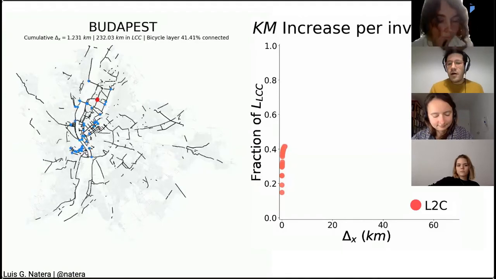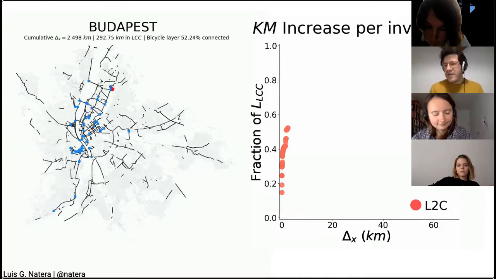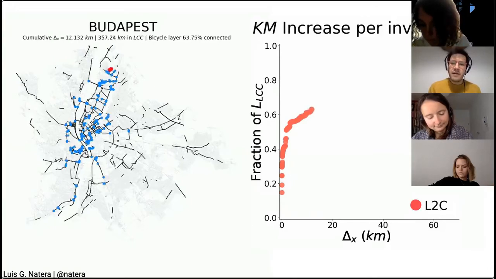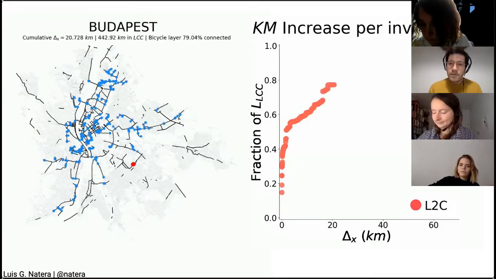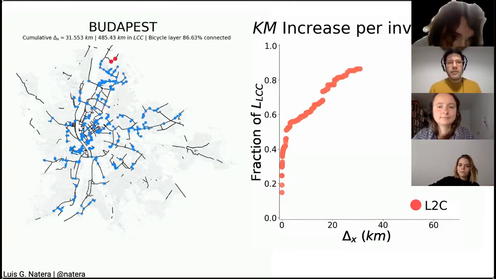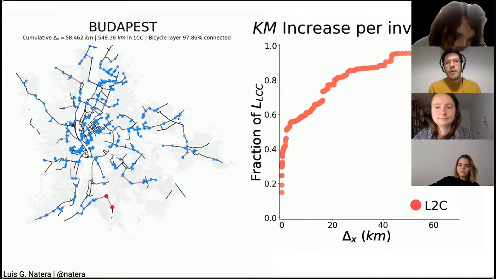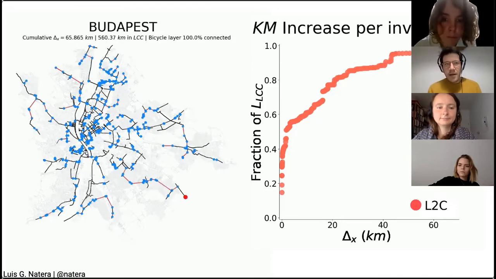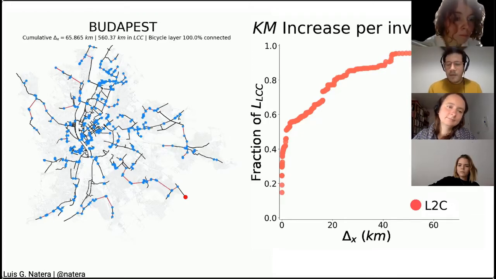And in this one, we start noticing that with just a little investment, less than 20 new kilometers of bike lanes in the city, we can connect more or less 65% of the whole system in just one giant component. So the idea was, okay, we designed this, and then how can we test this on another city? At the end, we ended up with one complete network. Everything is connected, and we can cycle along the bike path all over the city.